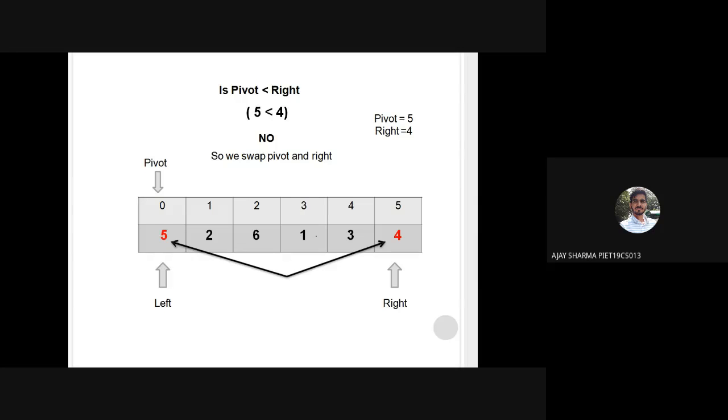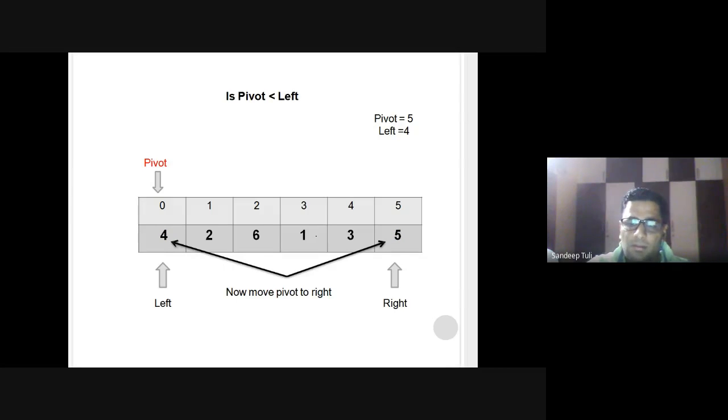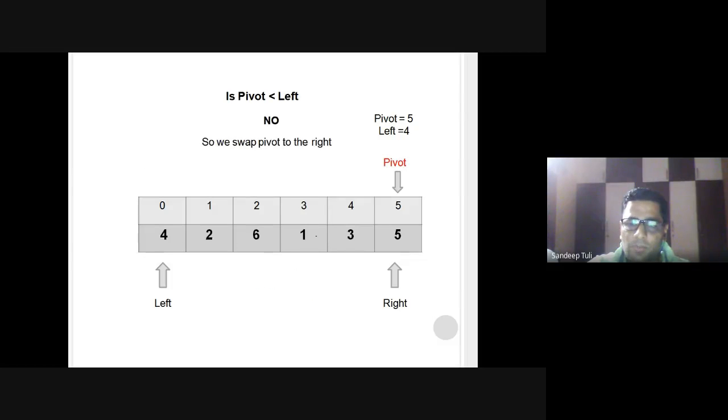Yes, sir. So now we have swapped. In this way we have swapped. So now the elements are 4, 2, 6, 1, 3, 5. Is it okay? And now the pivot element is actually at the right position. The pivot element has come here, its position is fixed.